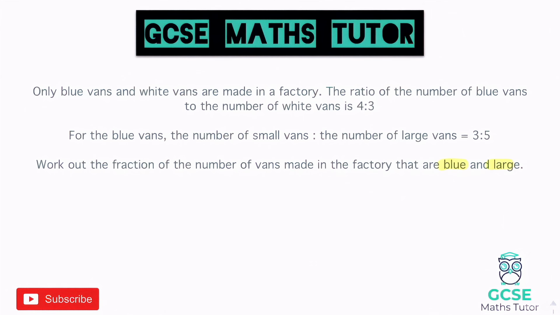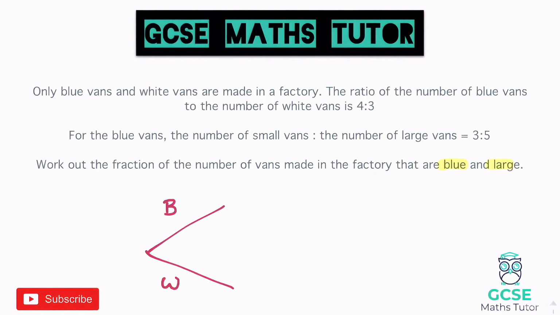Now, as this sort of question develops and this sort of gets a little bit harder, there's a specific approach that I'm going to take when I'm actually looking at these. And that is I'm going to kind of structure this in the same way that you would structure a probability tree, and looking at this as more along the lines of work out the probability of picking a van that's blue and large out of all of these sort of vans in the factory. And the way that I'm going to draw this then is I'm going to draw a bit of a probability tree. So I'm going to start by saying blue to white.